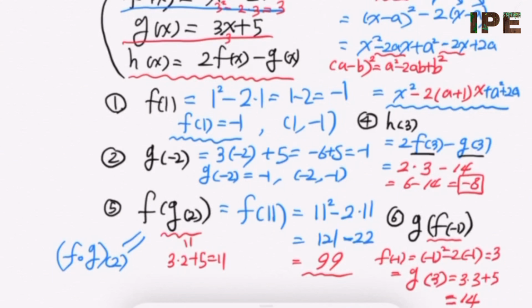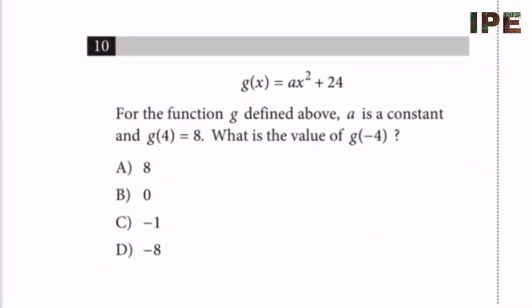I already explained a lot of general things about functions. Then SAT definitely asks you a bunch of questions about functions. So from now, I will try to quickly solve 9 SAT problems. Okay, let's go. Number 10. g(x) equals ax squared plus 24. For the function g defined above, a is a constant and g of 4 is 8. Then what is the value of g of negative 4?